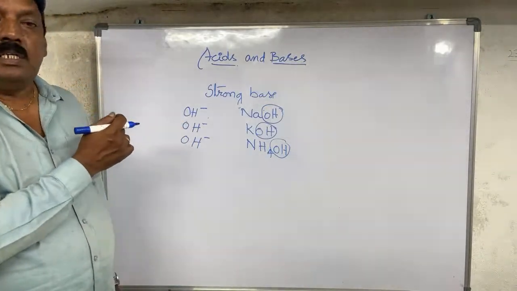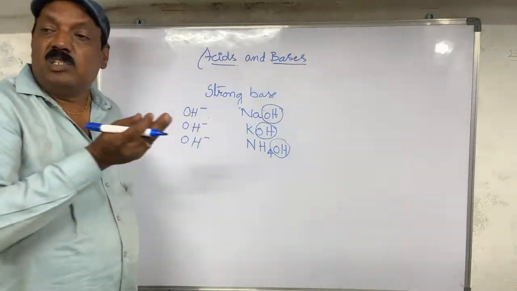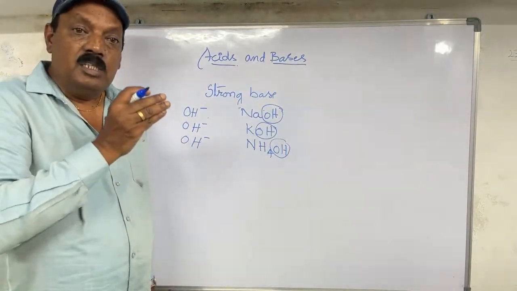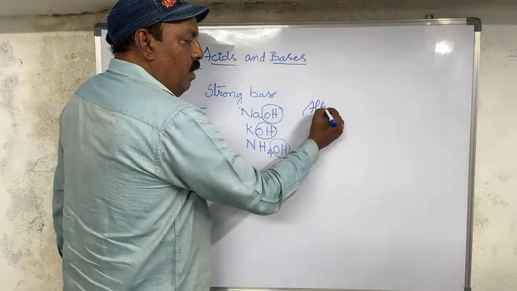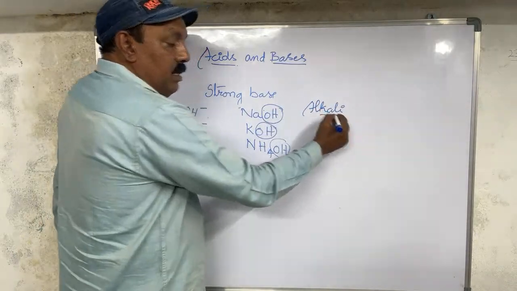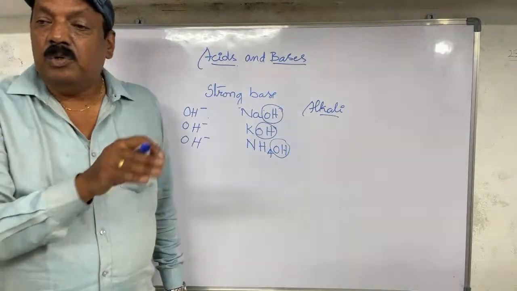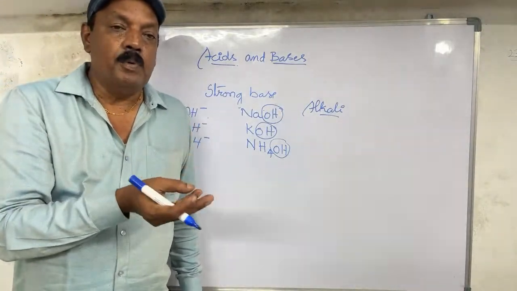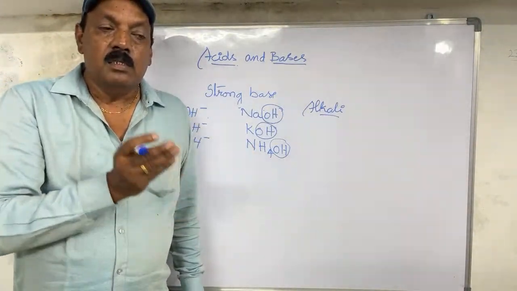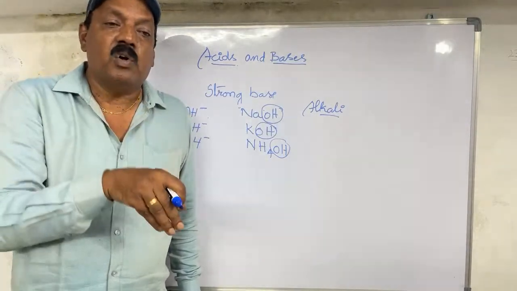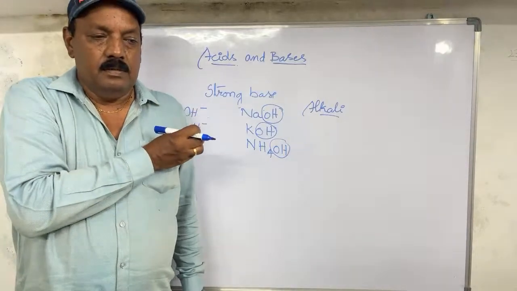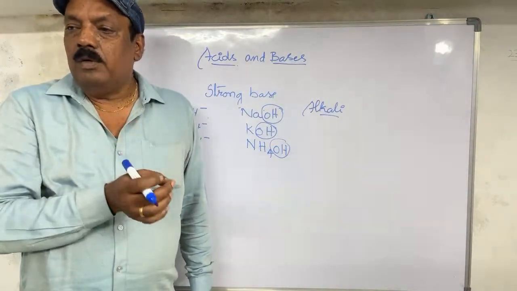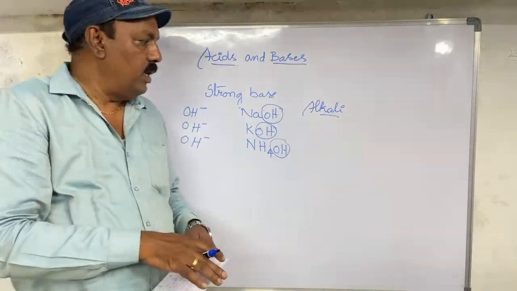And one more interesting point: the base which is dissolved in water, that particular substance is called alkali. What does alkali mean? The base which was diluted. Take one base, put a certain quantity of water, and that mixture we call alkali. Alkali is nothing but a diluted base which is dissolved in water.